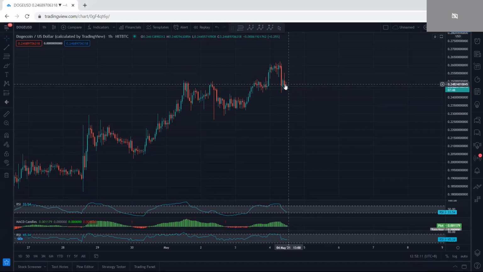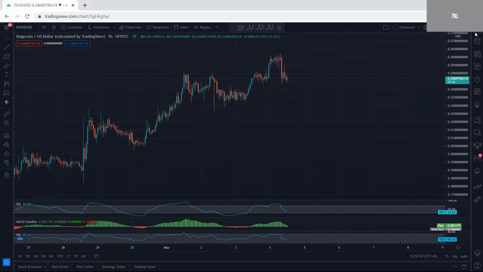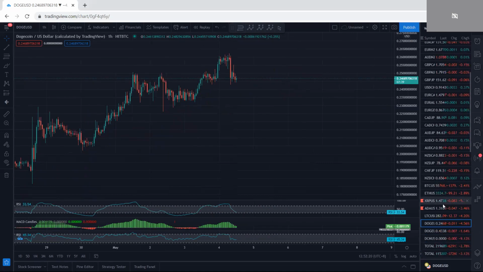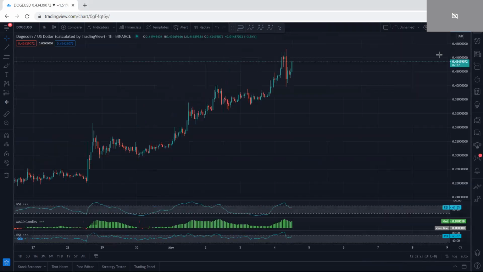And any sell, we don't have any trade setup for sell, but if there is an opportunity to look for sell, it will be short term. Still, we're looking for buy. Okay. And in this case, we move to the Binance chart.